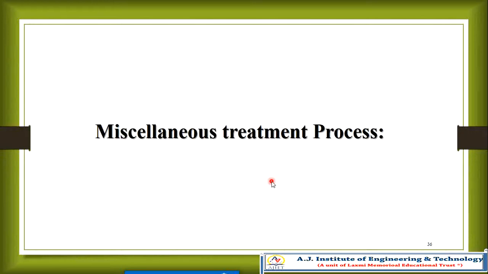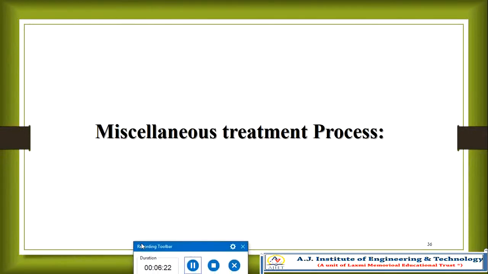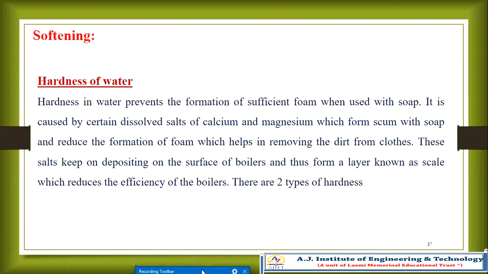Now we'll concentrate on hardness, that is softening. We have to soften the water. If the water is hard, the opposite word is soft, right? We soften the water if it is hard. Hardness in the water prevents the formation of sufficient foam when used with soap. It is caused by certain dissolved salts.